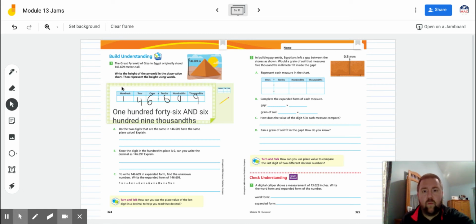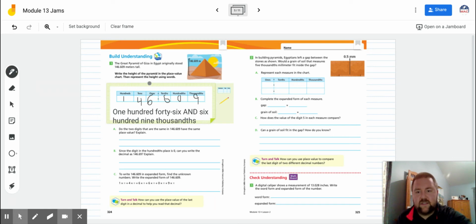Now we look a little bit further. It says, do the two digits that are the same in 146 and 609 thousandths have the same place value? So are these located in the same place value columns? No, they are not. And this is going to tie into the lesson we did previously in 13-1, where we had 10 times the value or 1/10 times the value. Before we get to that, I'm getting ahead of myself. When we look at the 6 in the ones and the 6 in the tenths, this 6 is one place bigger.